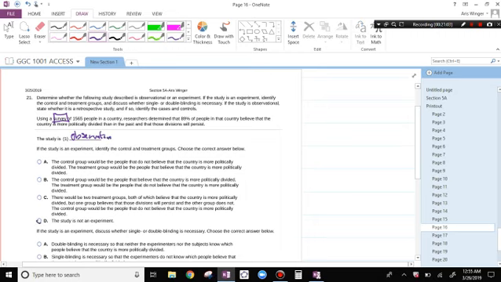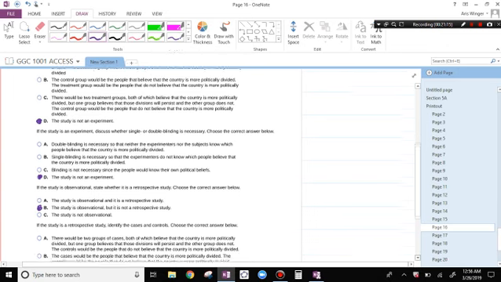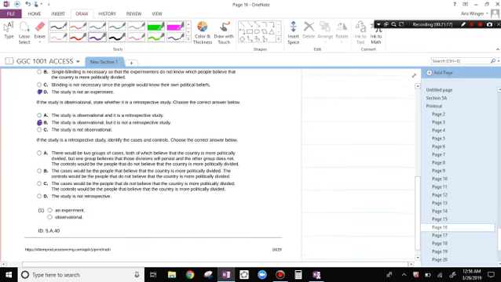The study is not an experiment. It is not retrospective. It's observational.